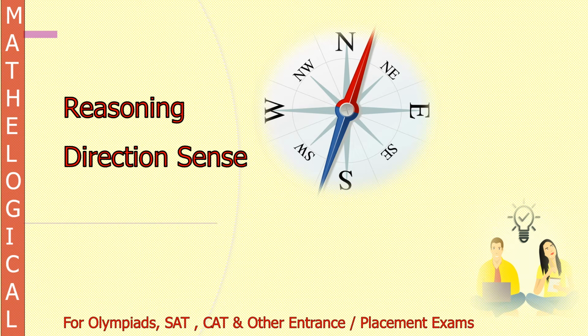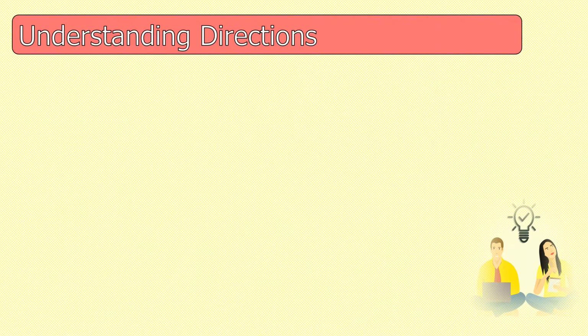Direction-related questions are one of the most commonly asked questions in Olympiads, SAT, CAT, and any other entrance exams. In this video, we are going to learn this in an easy way. Understanding directions. We always draw north showing upward direction on a paper and south coming downwards.